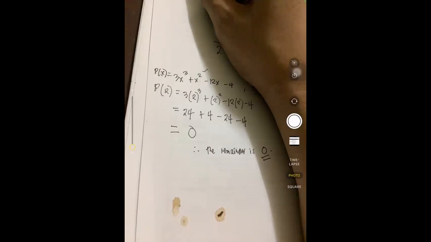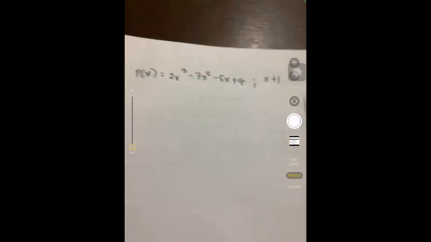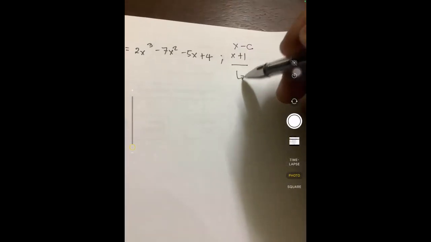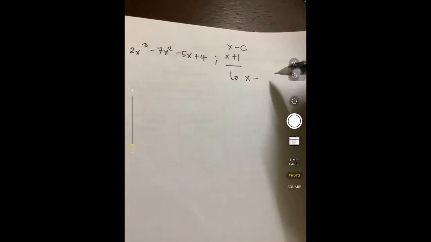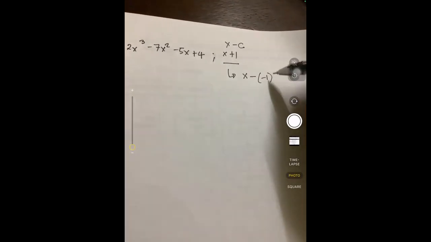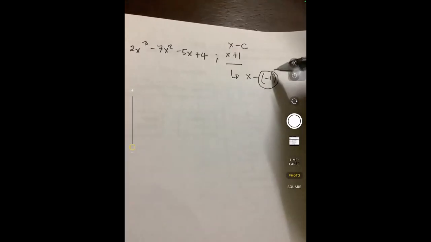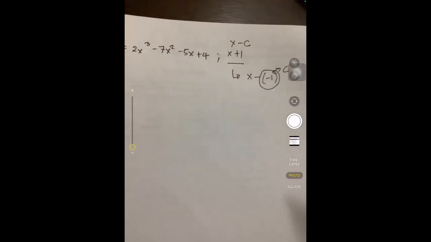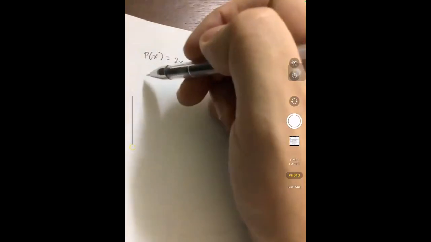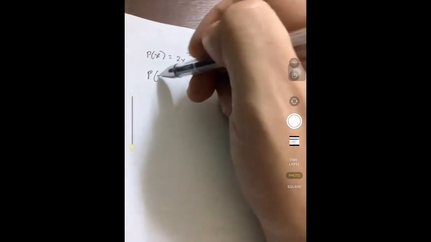Okay, so once again, we have this given. So ang gagawin muna natin, we will express this one as the form x minus c. So x plus 1 ngayon magiging x minus negative 1, x minus c. So therefore, yung negative 1 natin becomes the value of our c. So we will be substituting that one here. So you have p of negative 1.